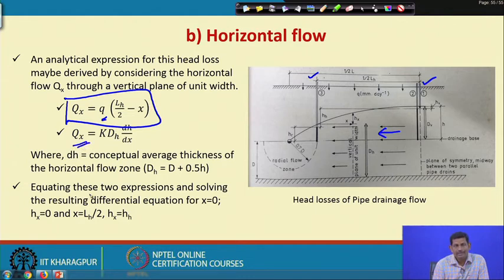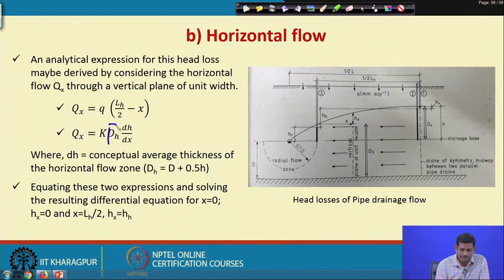And from Darcy's law, you can also estimate K into dH by dx, because this is the layer thickness through which the horizontal flow is taking place, with the hydraulic conductivity K and dH by dx. Okay. So, dH into, let us say, unit width, so that will be. Basically this is a cross-sectional area when there is a unit width and dH is the unit thickness.